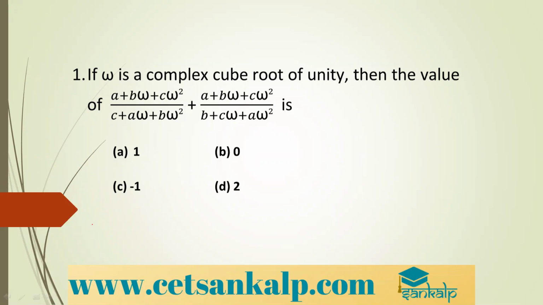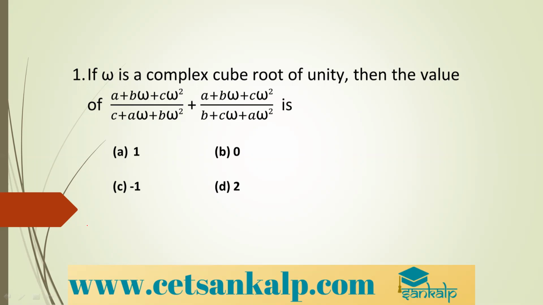If omega is a complex cube root of unity, then the value of (a + bω + cω²)/(c + aω + bω²) + (a + bω + cω²)/(b + cω + aω²). We have to get one of the values.